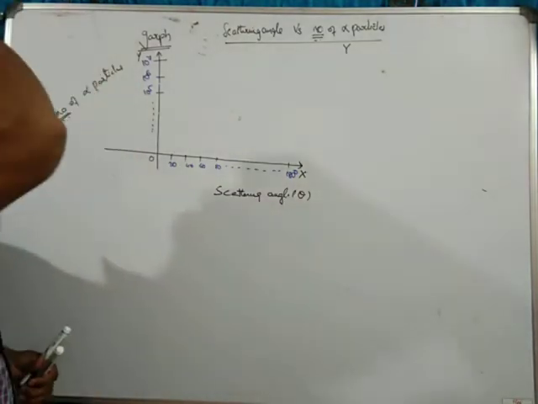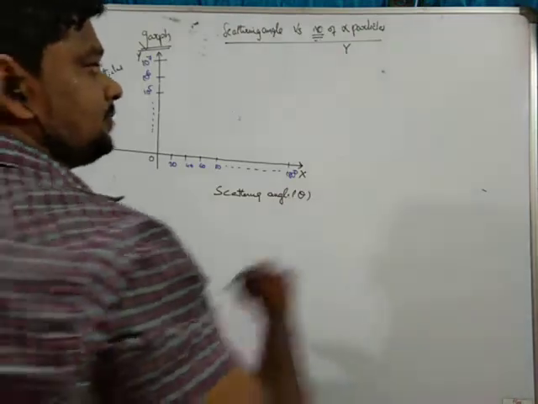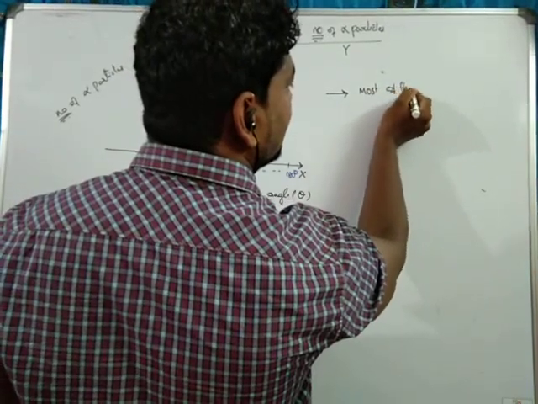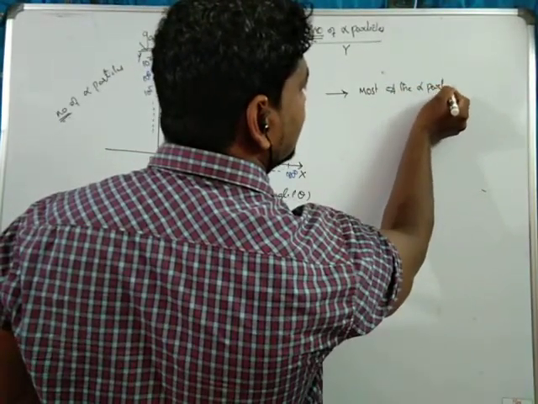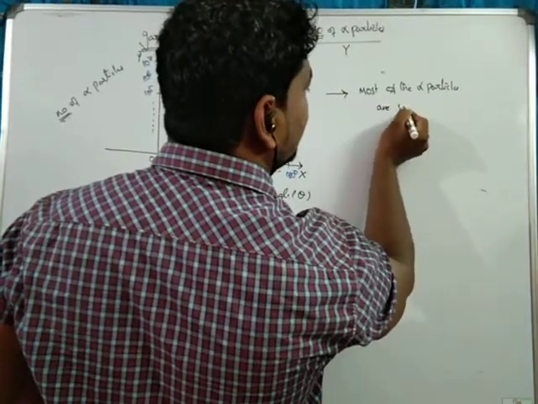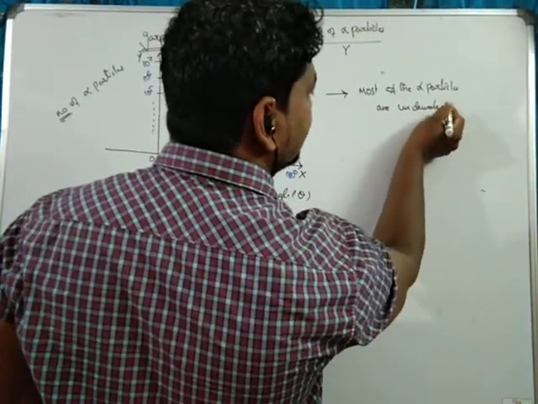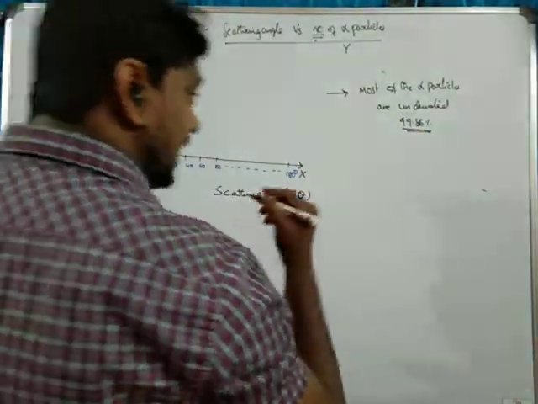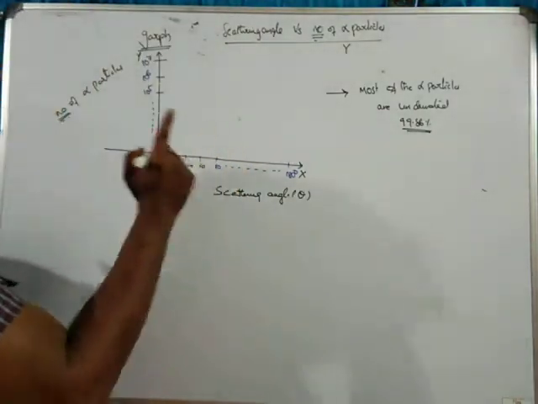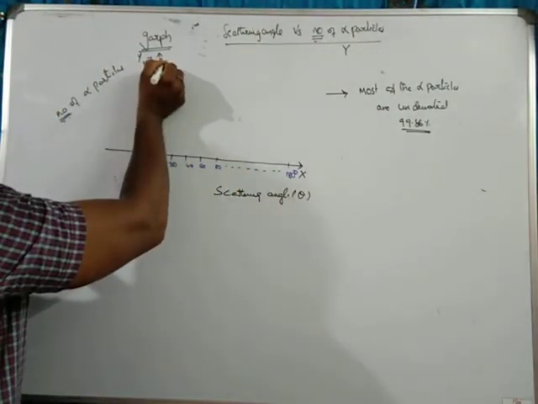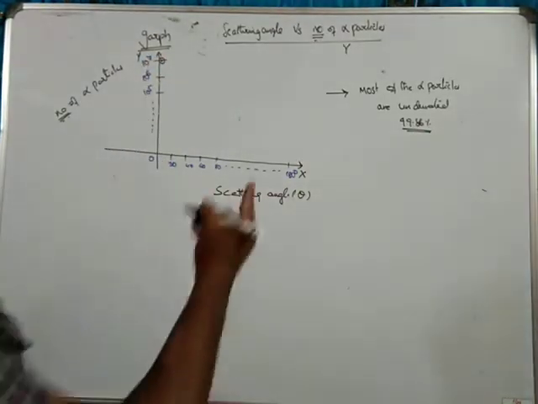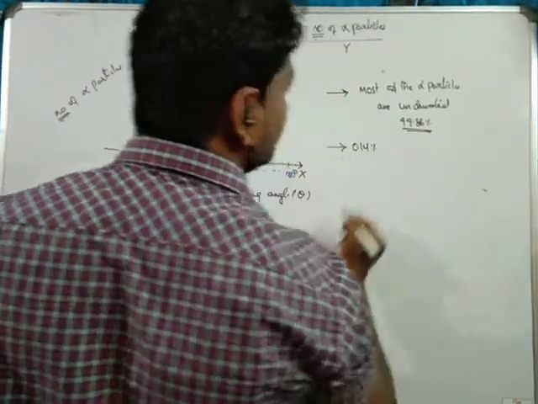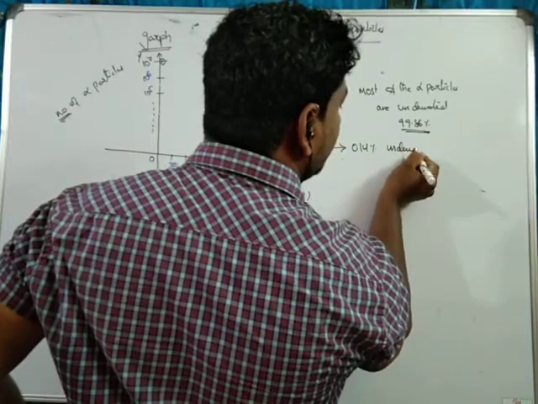Okay. What will be the graph? Already we stated the first point: most of the alpha particles are undeviated. That's 99.86% undeviated. So at the initial condition, the value is not 100%, but the maximum value is undeviated. And second point, 0.14% is deviated.